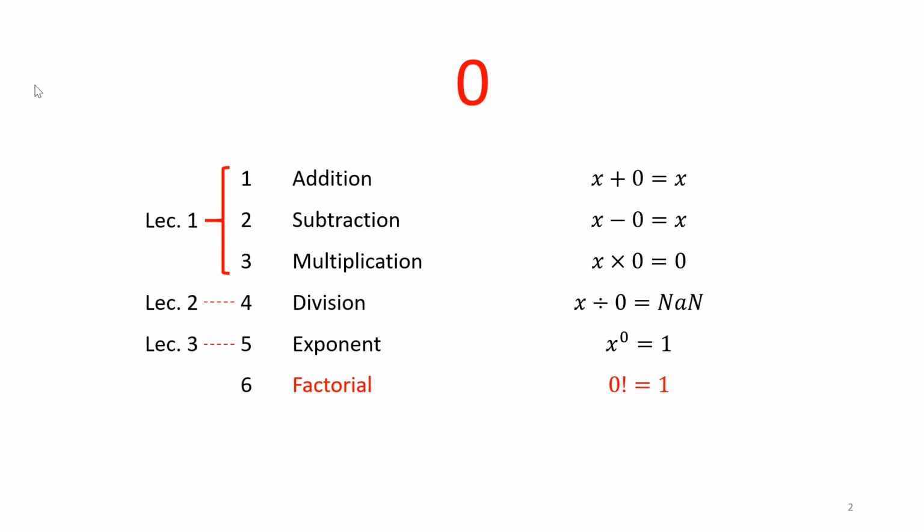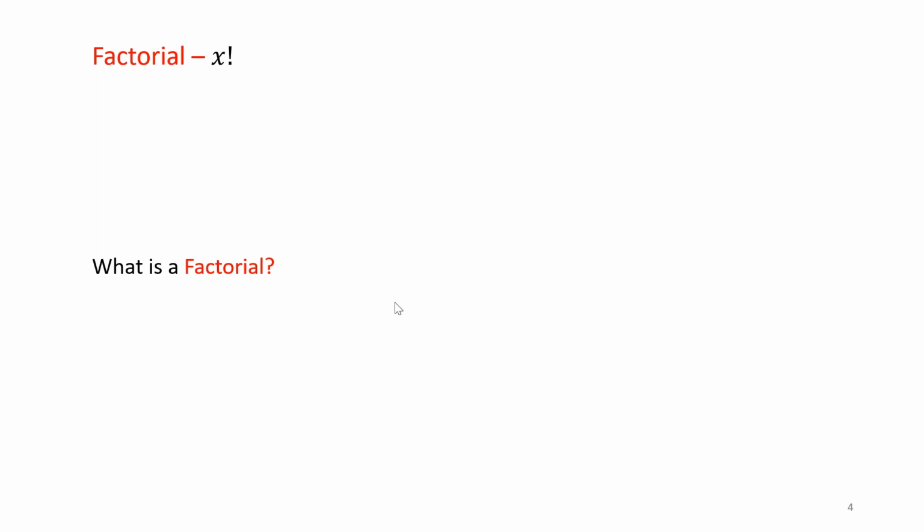Now, in the last three lectures, we discussed the number zero and how numbers behave when they're added, subtracted, multiplied, divided by zero, and when x is raised to the power zero. This particular lecture is dedicated to factorial. What is zero factorial? Before we start discussing what is 0 factorial, let's ask what is x factorial?